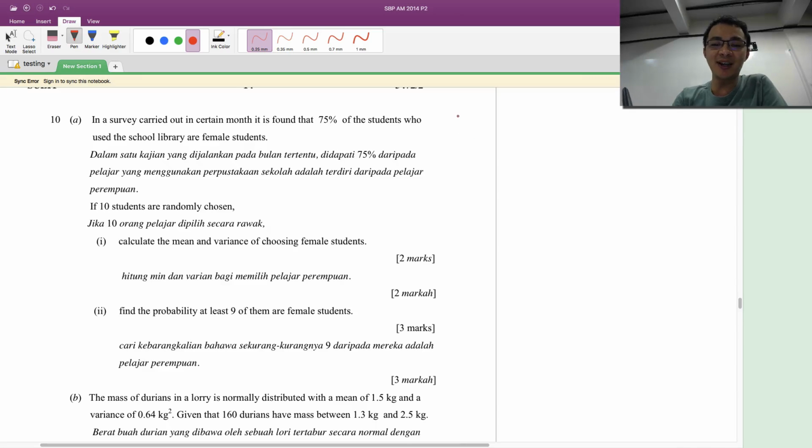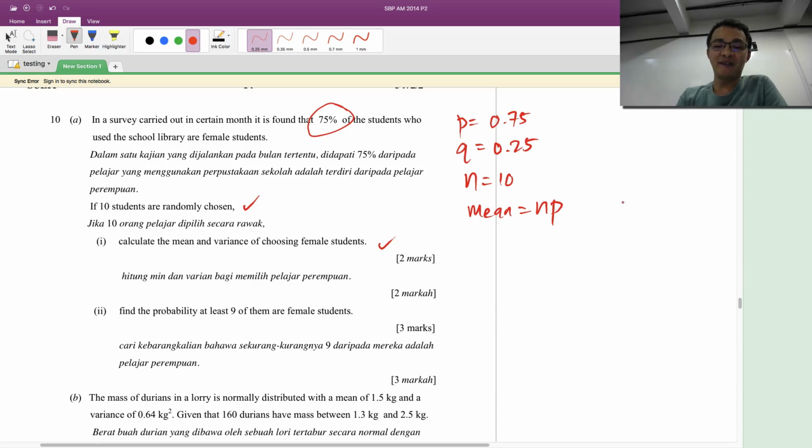In this case, we know P equals 75%, which is 0.75. So Q is just 1 minus P, then you get 0.25. N equals 10 students. They want to know about mean. We know mean equals NP, and variance equals NPQ. So it's very easy.